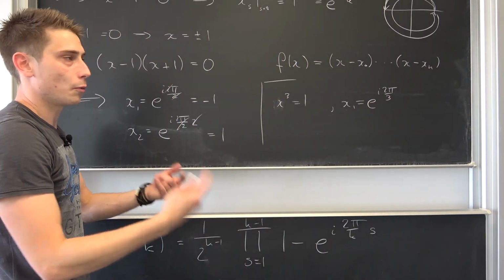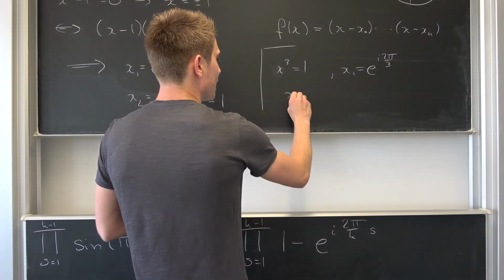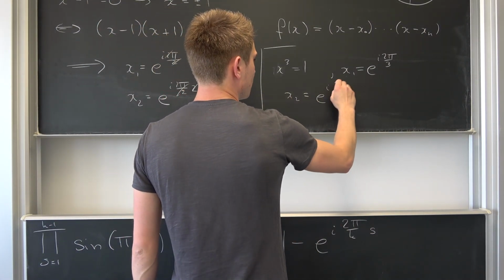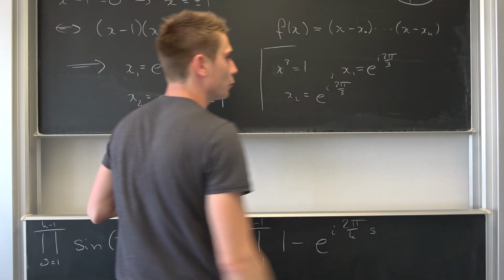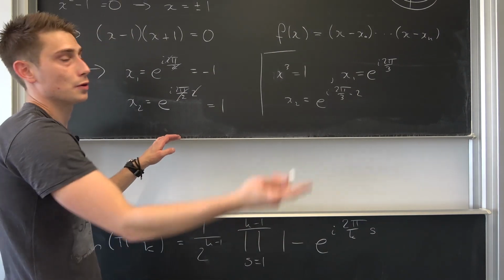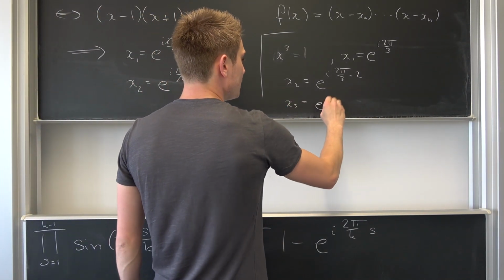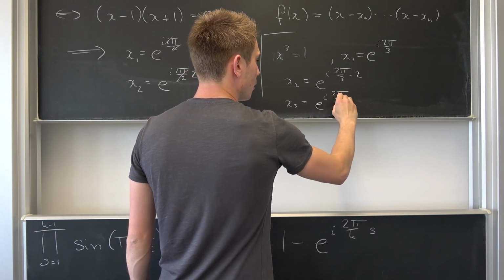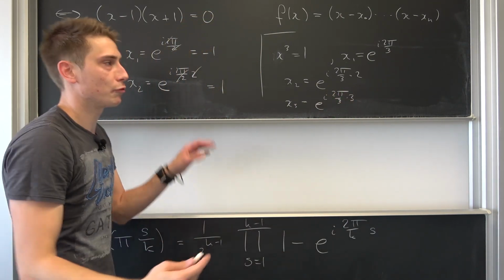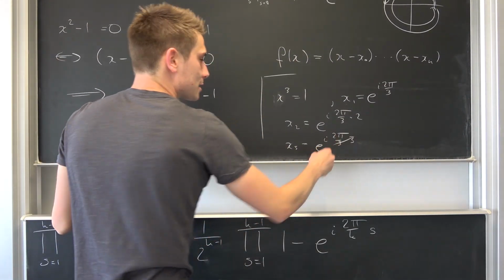But also, we are going to have the first rotation. This is going to stay how it is. Then x2 is nothing but e to the i 2 pi over 3 times 2 this time. This is going to correspond to our second rotation. Okay, and then x3 is going to be e to the i 2 pi over 3 times 3. Our third rotation, s being equal to 3 right here. Okay, this and that is going to cancel out.